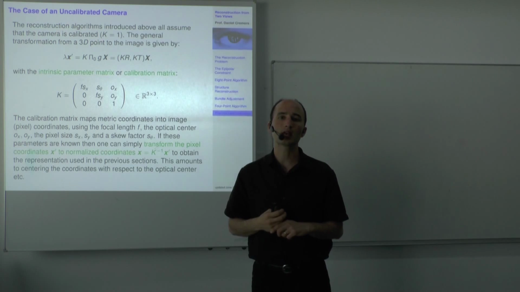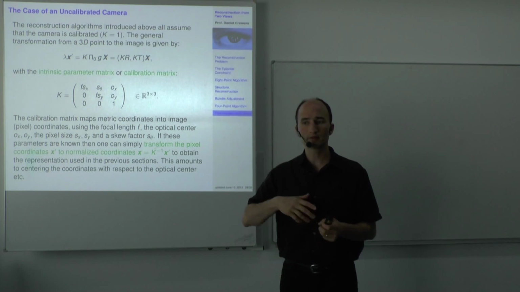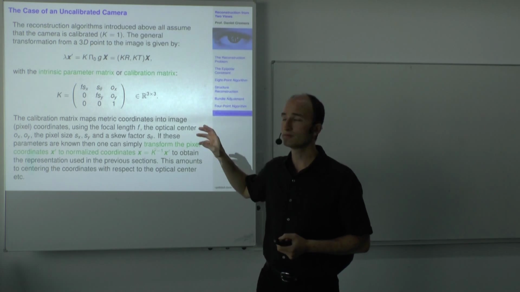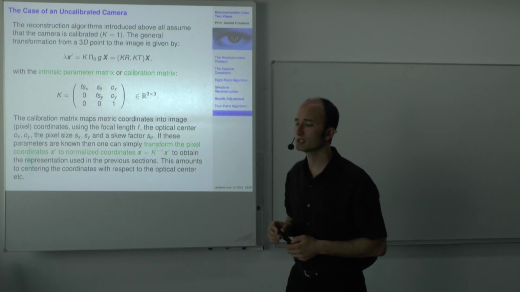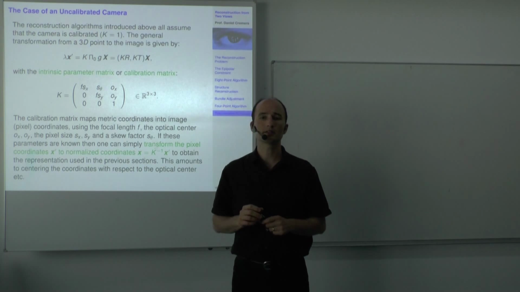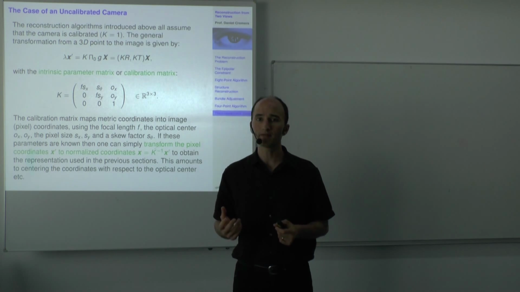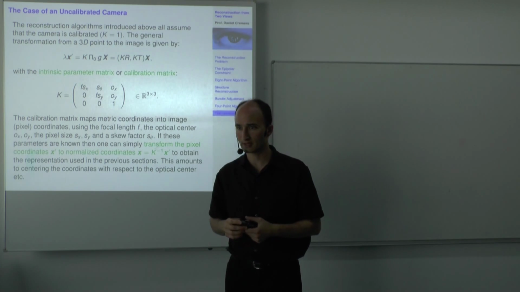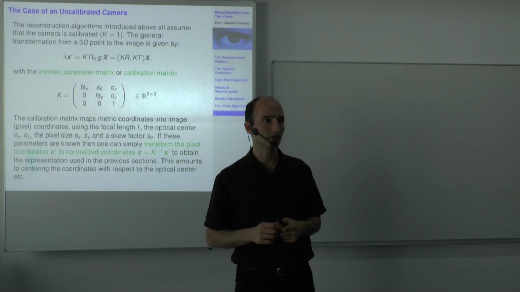And the question is, can we do uncalibrated reconstruction? Can we recover the motion of the camera and the 3D structure even if these parameters are not known? The question is, when does this scenario arise? It typically doesn't arise if you have your own camera. Because if you have your own camera and you want to do image-based reconstructions with your own camera, then you would typically calibrate it first.